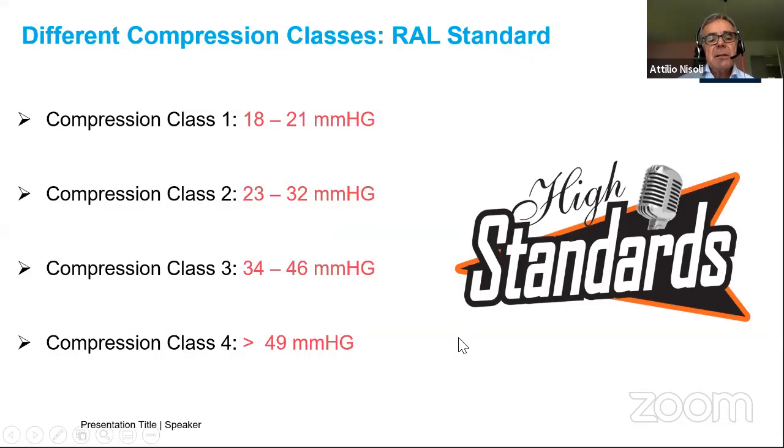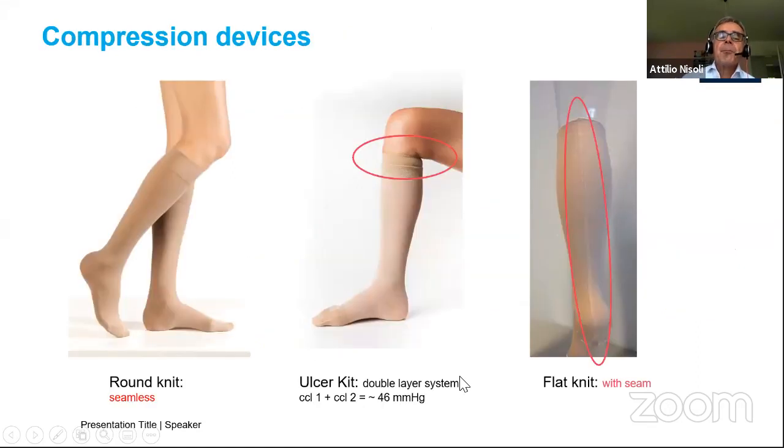Here again, you can see them. These are the RAL standard compression classes 1 to 4. So the different compression devices that we offer are, on one side, the typical and classic round knit without any seam, very comfortable, but also soft. And I said comfortable for the patient.